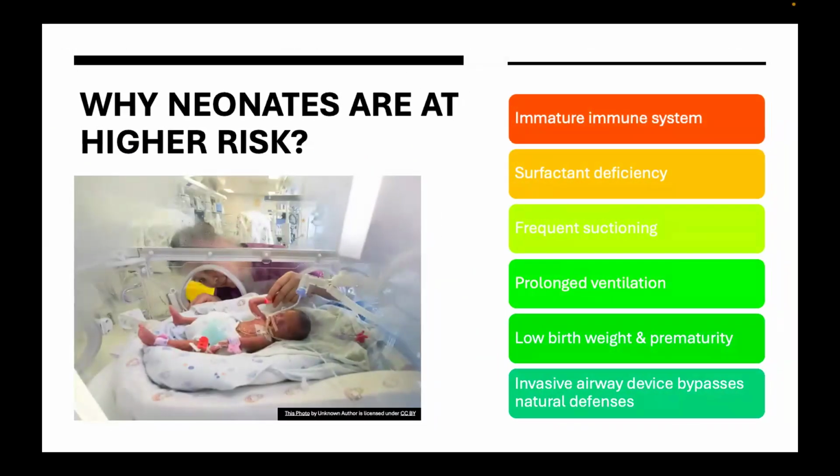So why are neonates at high risk? Because neonates are especially vulnerable due to several physiological and clinical factors. They have an immature immune system, fragile airway structures, frequent suctioning of the endotracheal tube, invasive procedures, and a reduced cough reflex, so there is ineffective clearance of secretions. Particularly in preterm infants with respiratory distress syndrome, there is prolonged mechanical ventilation. That's why they are at a higher risk.